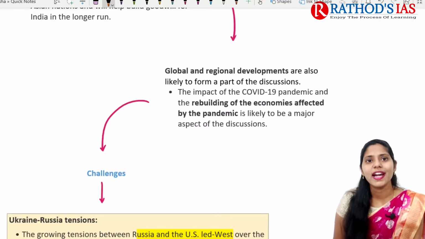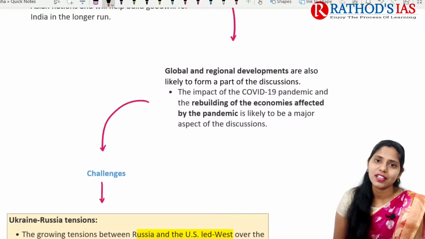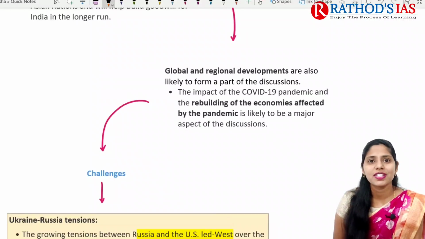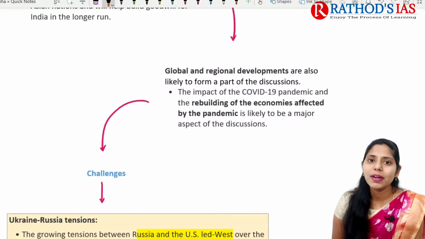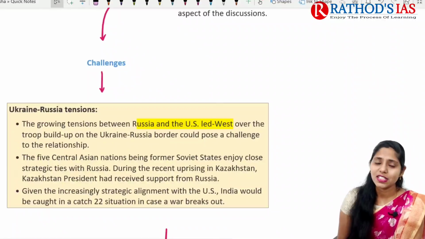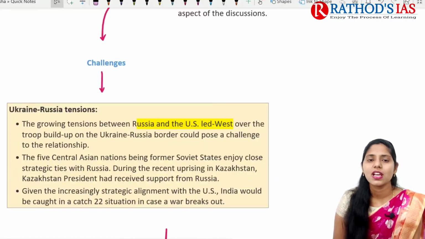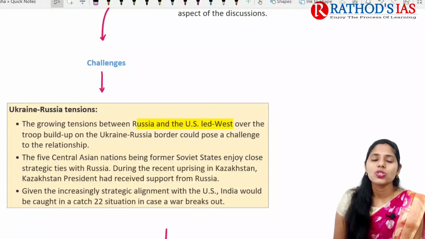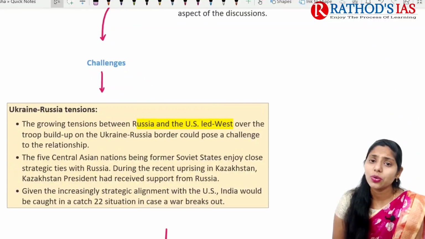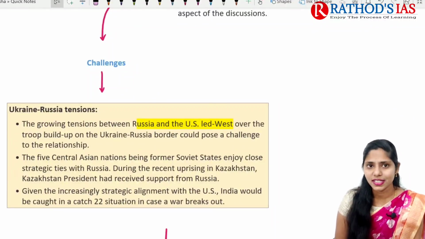So because of COVID-19, which impacted almost all the countries, not even a single country is left out of the impact of COVID-19. So we need to go for rebuilding of our economy, okay, which has been mainly affected by this pandemic. So this is also one important major aspect of discussion. And if you're talking about challenges, we can talk about 4 important challenges. First one is Russia-Ukraine tensions. Okay, so there are growing tensions between Russia and Ukraine, and across the Russia-Ukraine border, there is an increase of military happening.